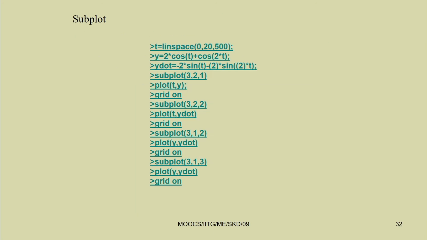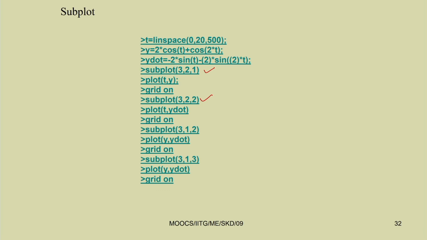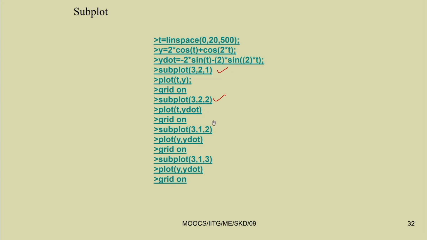So, let us see this. You have to write subplot 3 2 1. Again subplot 3 2 2. If you are dividing the first part, you have divided into 2 columns, that is why you are putting 3 2 2. Then for the second one, it will be 3 1 2, 3 rows, but in the second thing you have made only 1 column.